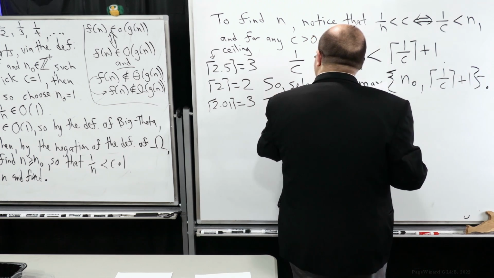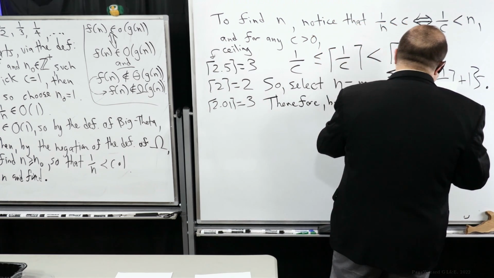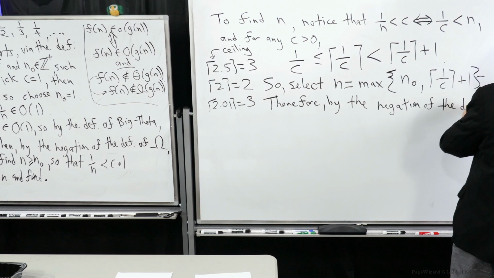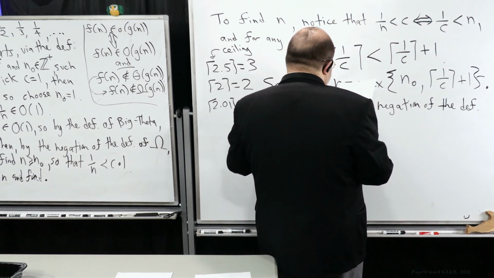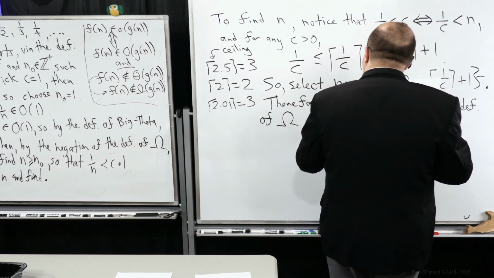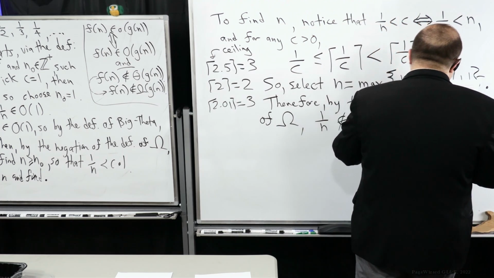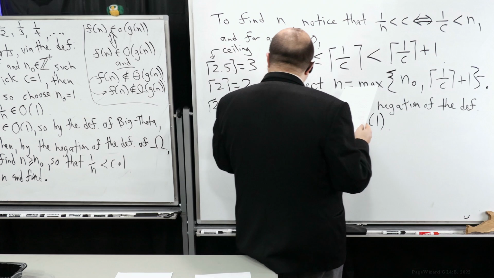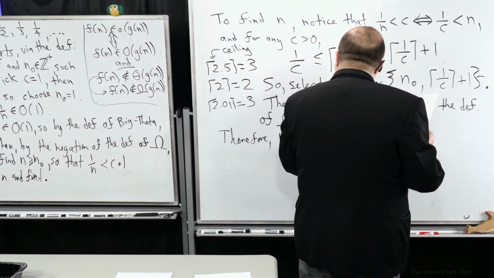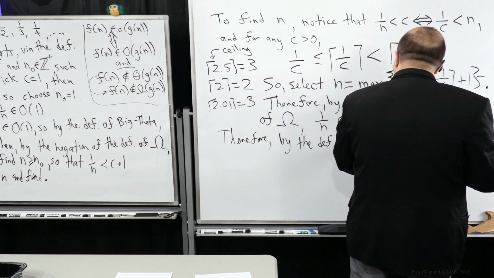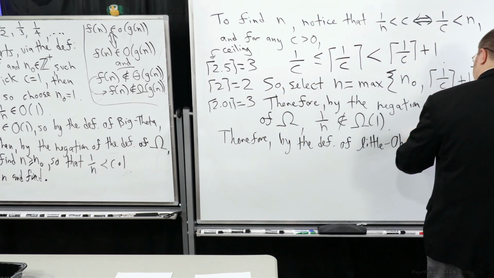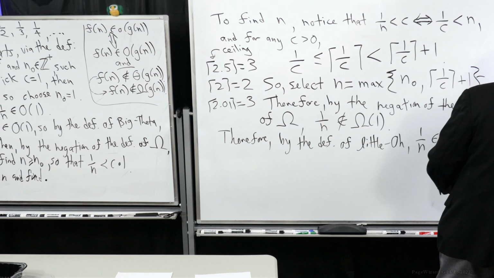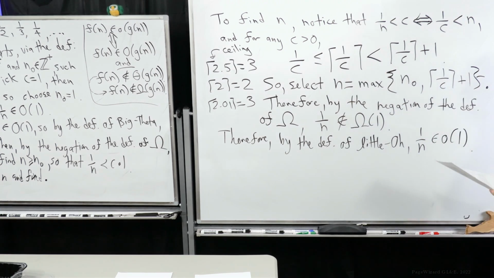Therefore, by the negation of the definition of big omega, 1 over n is not big omega of 1. Now, since we have the two parts, we can say therefore, by the definition of little o, it has to be that 1 over n is little o of 1. And that completes the proof.